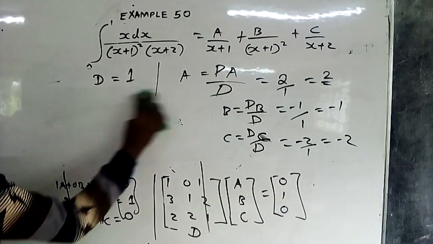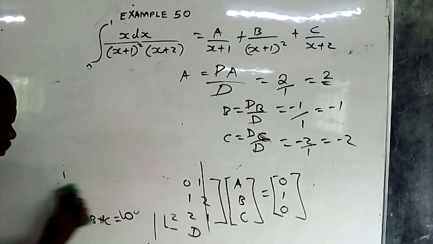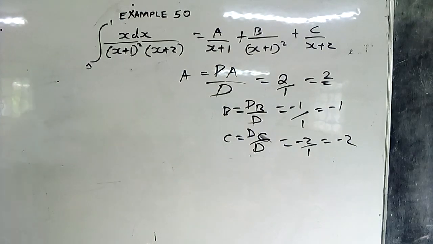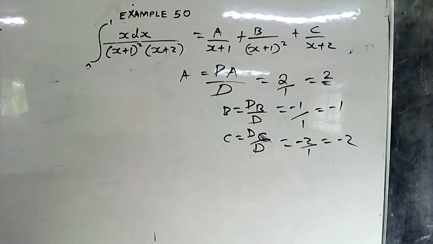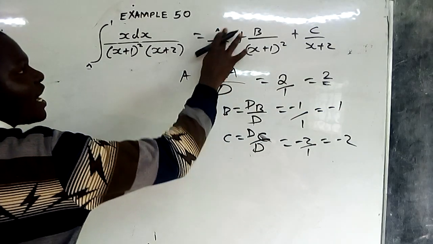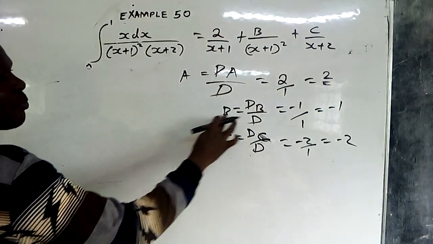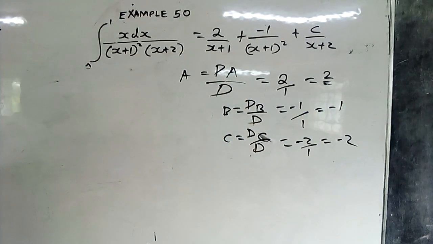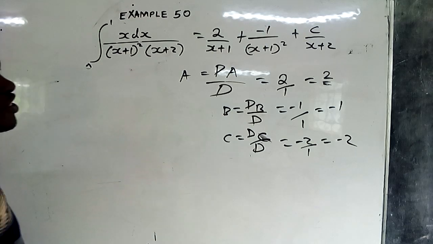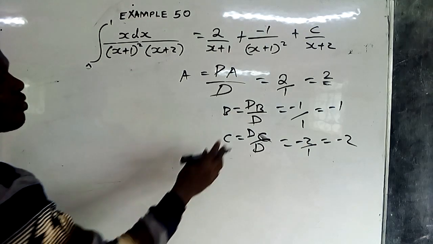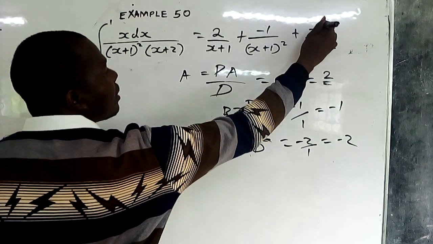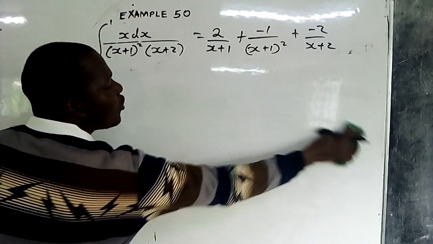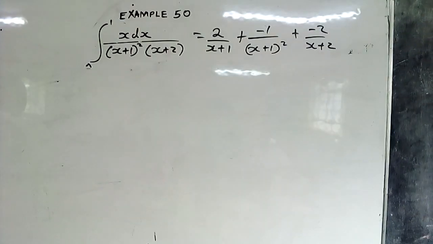So from there, let us now go and substitute our values. Where there is A, put the value of A. A is 2. Where there is B, put the value of B. B is -1, isn't it? Where there is C, put the value of C. C is -2. You're done. So you now come and integrate your problem.